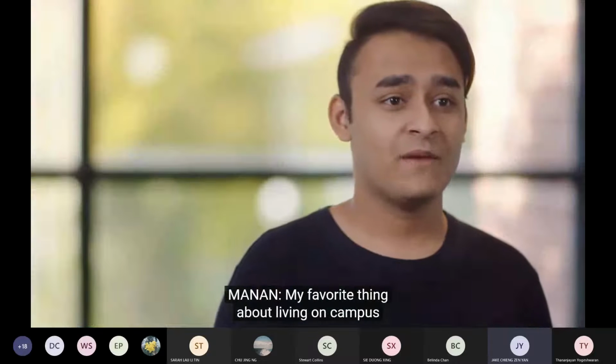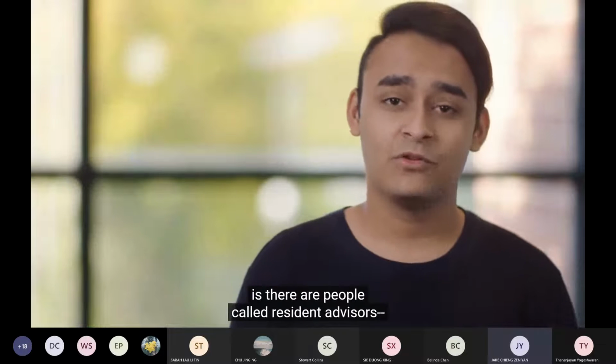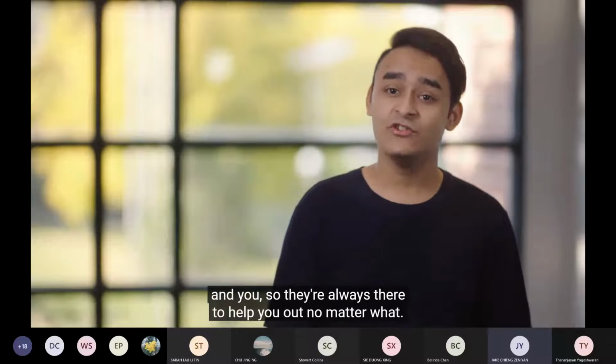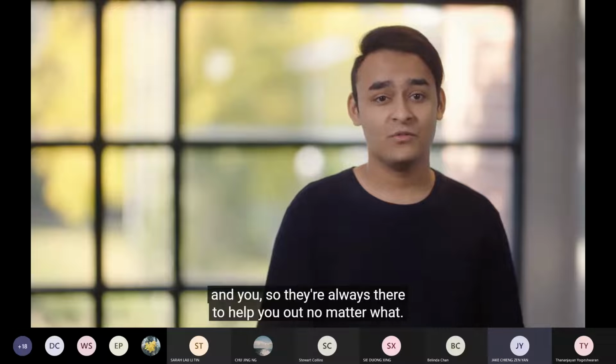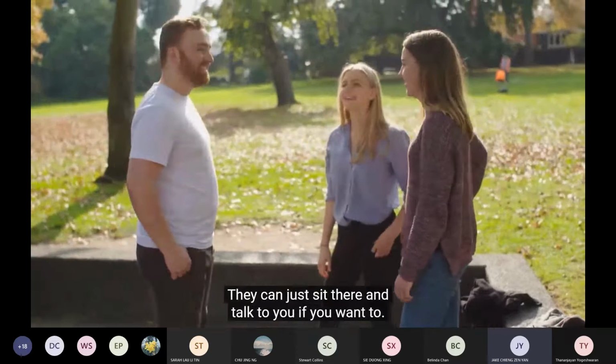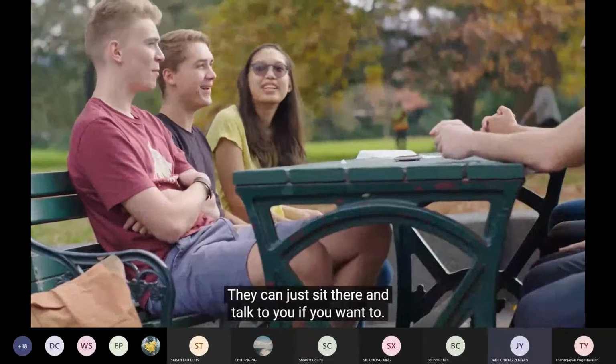My favorite thing about living on campus is there are people called resident advisors. They're basically like a bridge between the administration and you. So they're always there to help you out no matter what. They can help you out with your studies. They can help you out with your personal life. They can just sit there and talk to you if you want to.